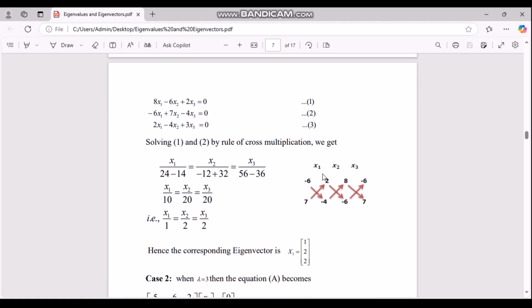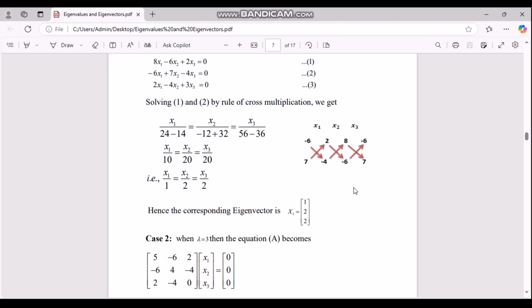When I look for the solution of x1, I leave out the coefficient of x1 in the first and second equation. The rest is -6, 2, 7, -4. When I want the answer for x2, in the same way I leave out the coefficient of x2 in the first and second equation. The rest is 2, -4, 8, -6. Similarly, for x3, I leave out the coefficient of x3 and look at the remaining 8, -6, -6, 7.